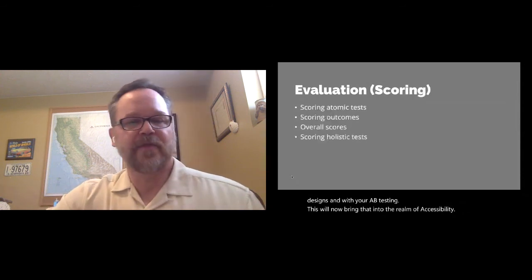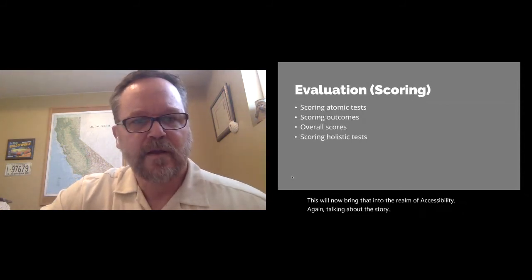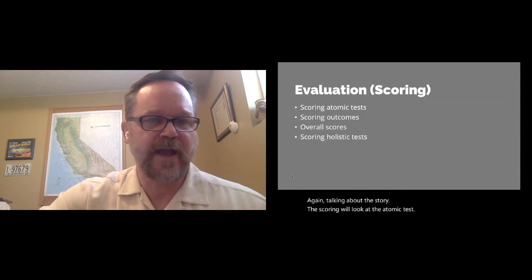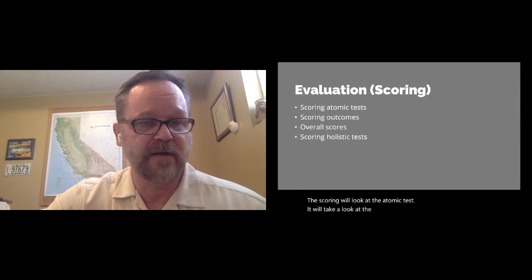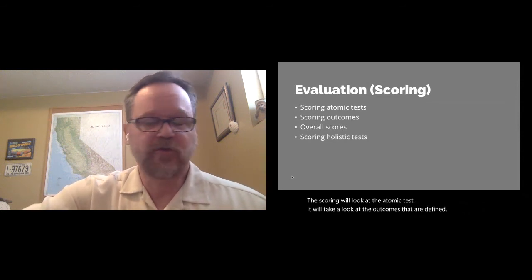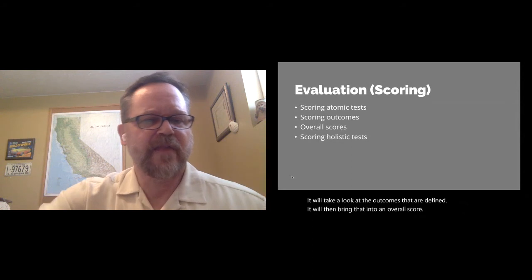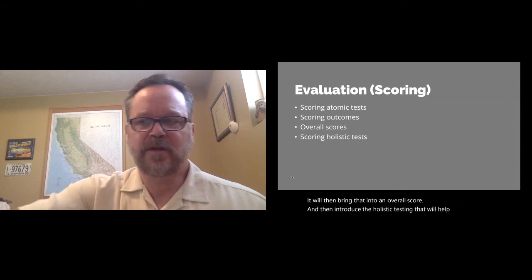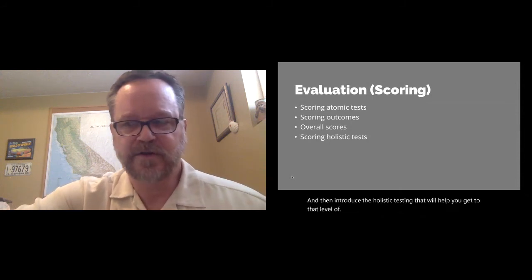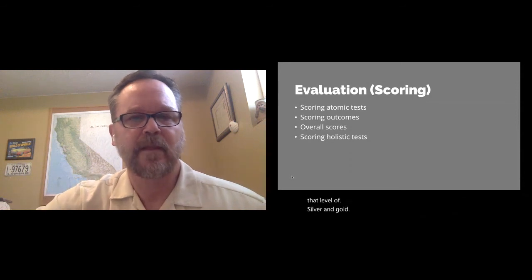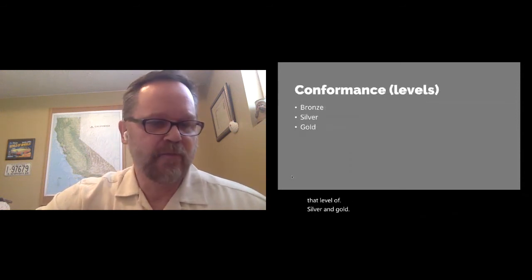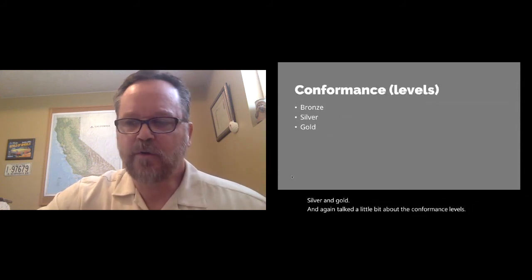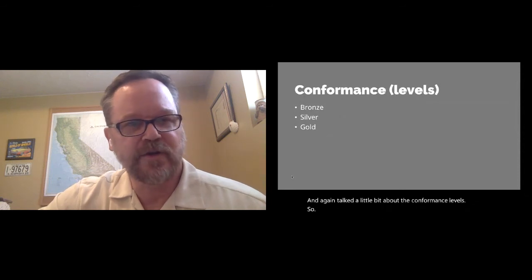Again, talking about the scoring, it will look at the atomic test. It will take a look at the outcomes that are defined. It will then bring that into an overall score and then introduce the holistic testing that will help you get to that level of silver and gold. And again, talk a little bit about the conformance levels. So that's a lot of information.